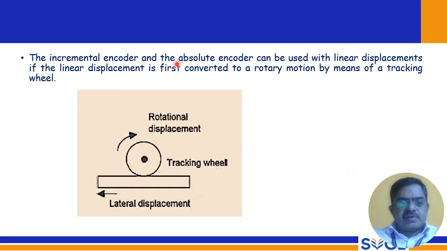The incremental encoder and the absolute encoder can be used with linear displacements if the linear displacement is first converted to a rotary motion by means of a tracking wheel. So here this is the rotational displacement and the tracking wheel, and this is the linear displacement.